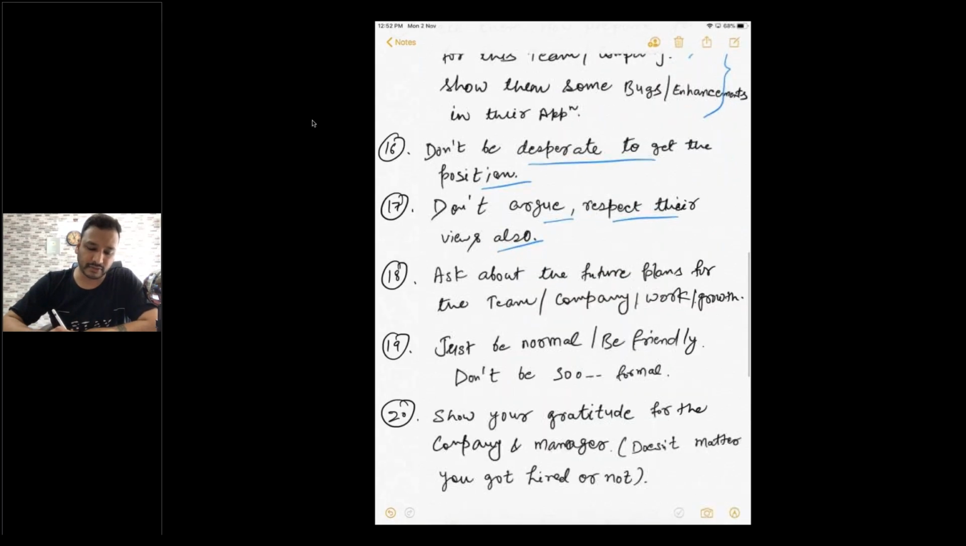Anyways, point 18: ask about the future plans for the team, company, work, and growth. That is again very important, especially for Indian folks. We don't ask, but the moment they say, do you have any question, please ask, what is the plan for the future? What kind of team do you have? What kind of team structure? How many automation engineers? How many test engineers? What kind of process, what methodology in terms of agile are you following? What is the sprint cycle? How exactly do you get the requirements, and how exactly is the testing team working over here?